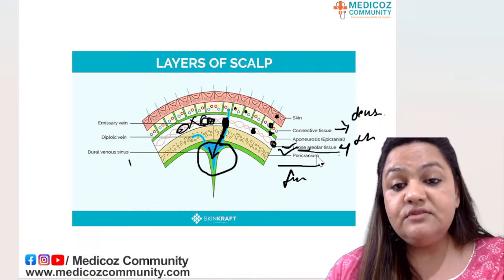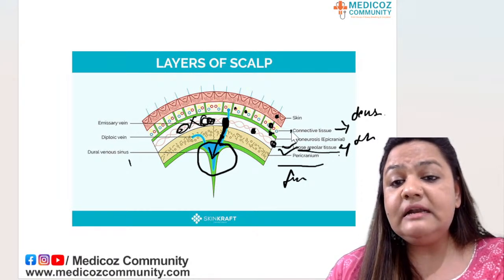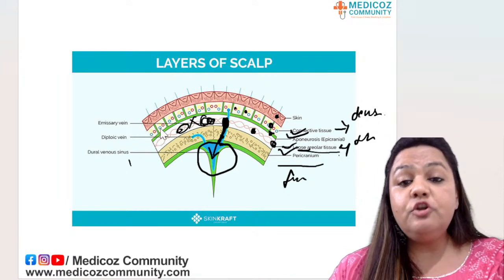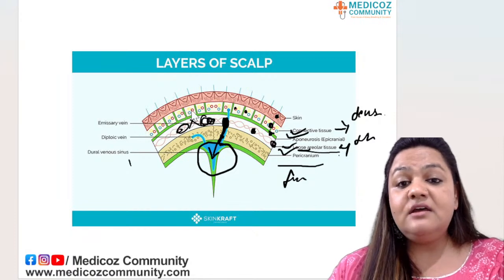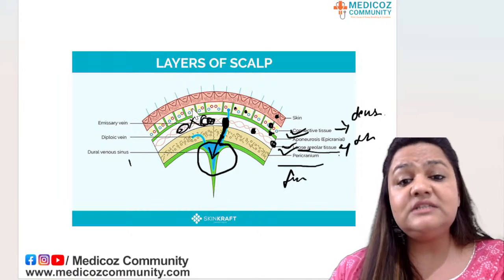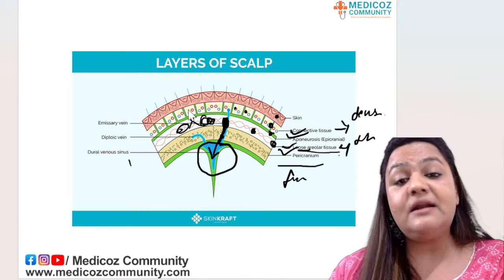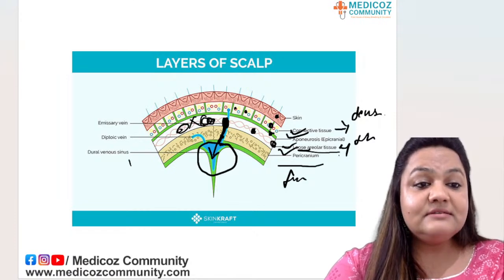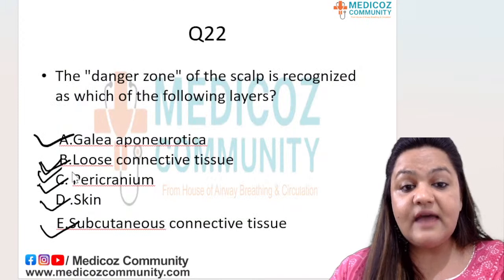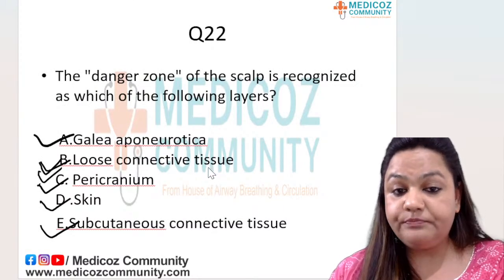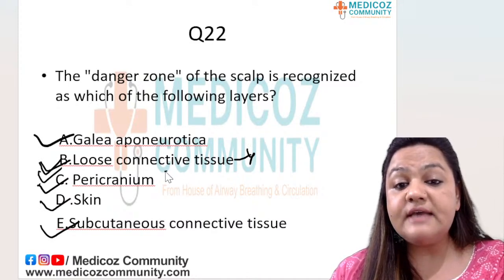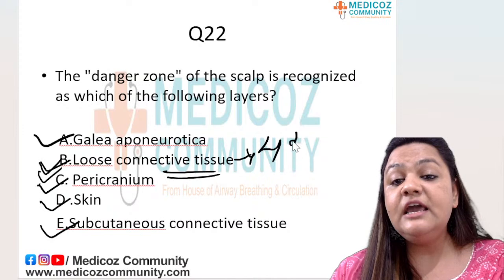I have mentioned the reason for this. There is one more layer which contains connective tissue, but the connective tissue is present densely here, so there is no space between the fibers, and infection can be there, but it cannot spread from this area because it is a closely packed or densely packed structure. So this is the answer, that is the fourth layer, and option B is the answer here, that is the loose connective tissue layer. The danger area of the scalp, or danger zone of the scalp, is called the loose connective tissue layer, which is the fourth layer.